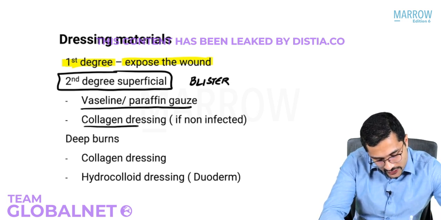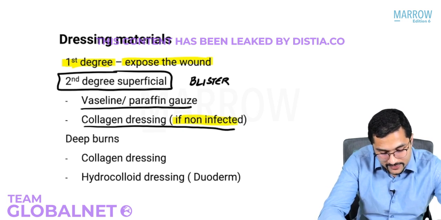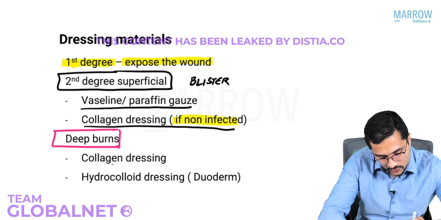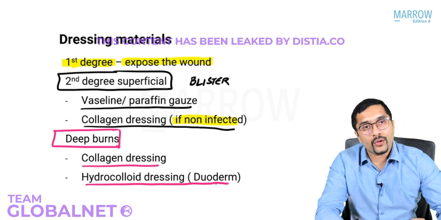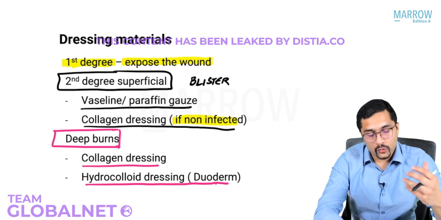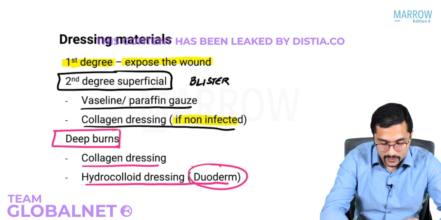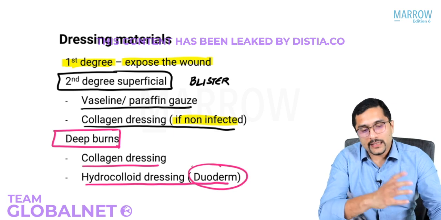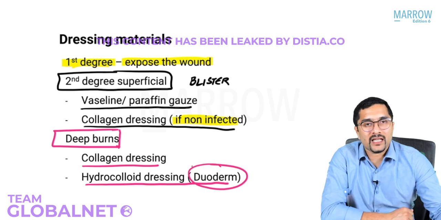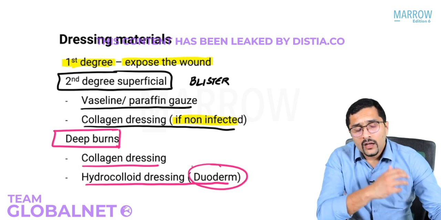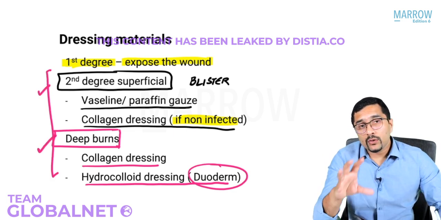We can even use collagen dressings. Collagen dressings are only used if the wound is non-infected. If there are second degree deep burns, then we can use collagen dressings or hydrocolloid dressings. Both of them I've covered in the module on plastic surgery and wound healing. And one of the hydrocolloid dressings is known as Duoderm. For third and fourth degree burns, I've already told you we have to excise that burnt area and do a split thickness skin grafting.